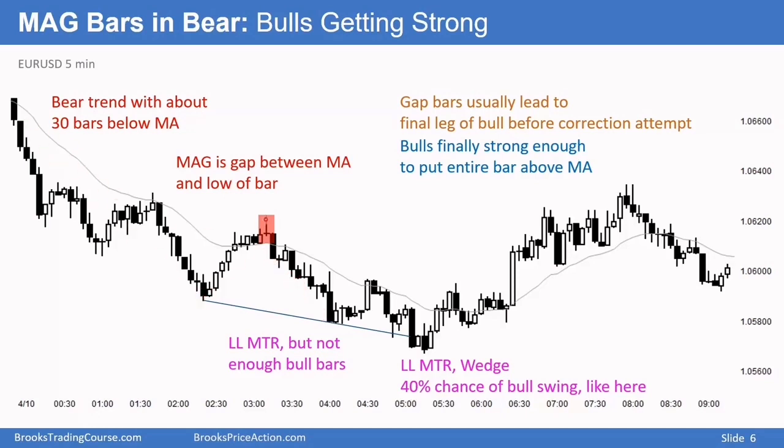Bear trend, bull breakout with good buying pressure, strong enough to get a moving average gap bar, and then a couple legs down to a lower low. If you want, you can look at this and say, well, this is a lot of bars down. Maybe it's a trend resumption down, and maybe we should call it something else, like a wedge bottom, which it is. However, despite all of these bars down, a lot of traders will look at it as a lower low major trend reversal.